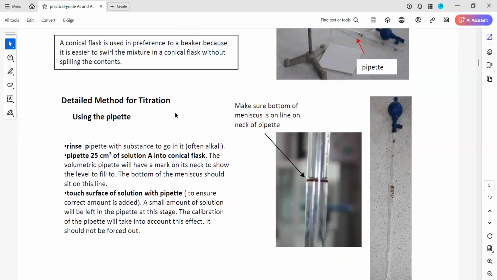And this is the same thing. For example, when we are carrying out a titration using a pipette, we rinse the pipette with the substance which we want to fill it with. Normally, if we want to fill it with an alkali, we rinse with an alkali.